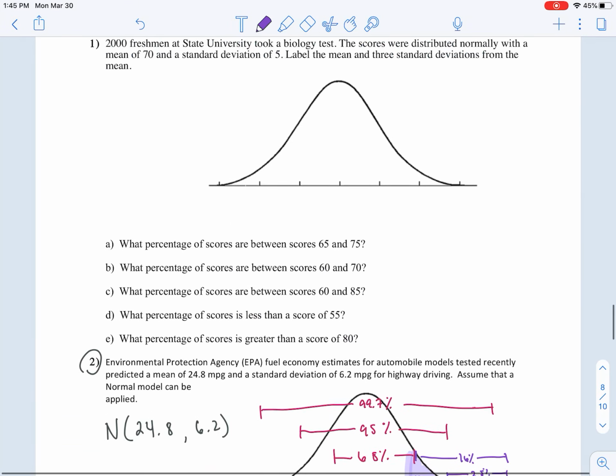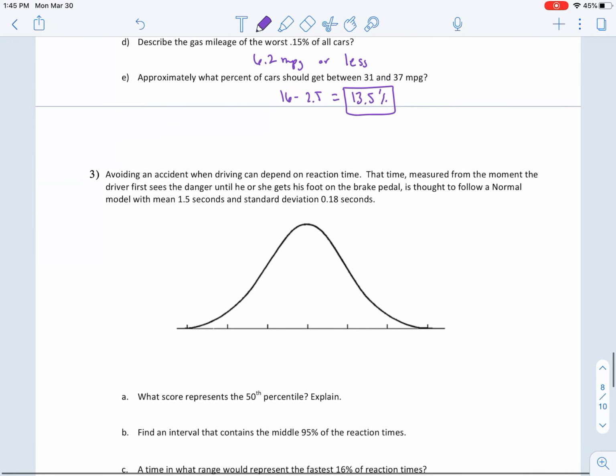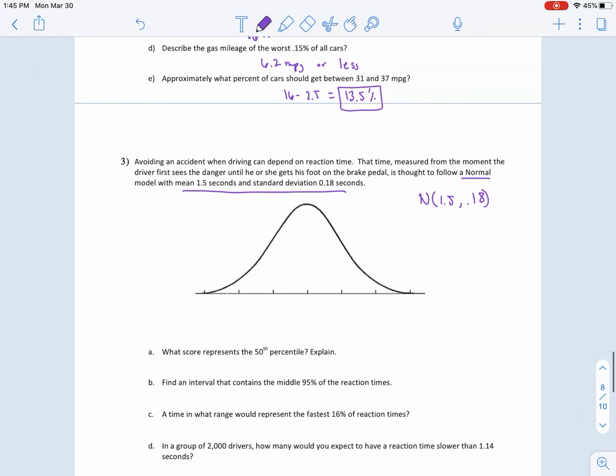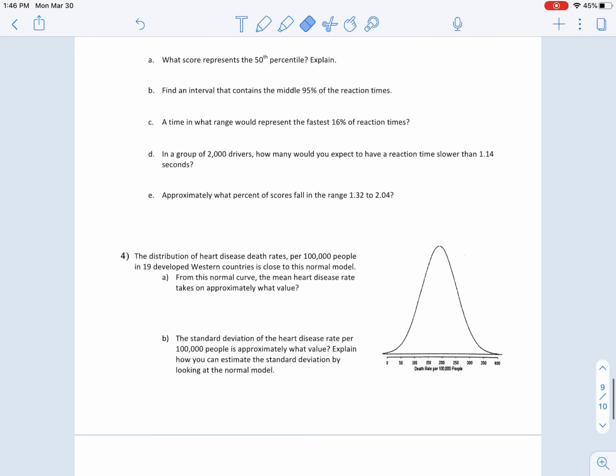Okay, you can try number 1. It's more straightforward than number 2. You can try number 2. As you're reading number 2, it's a normal model, mean and standard deviation. And you're going to write right on the curve.